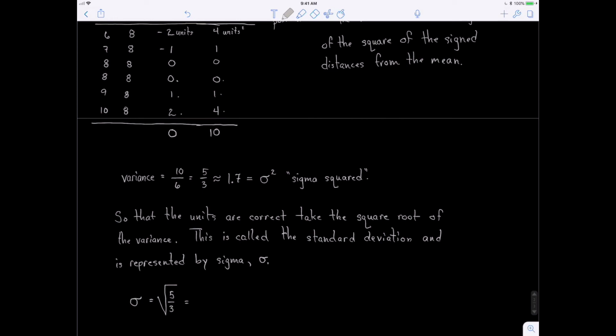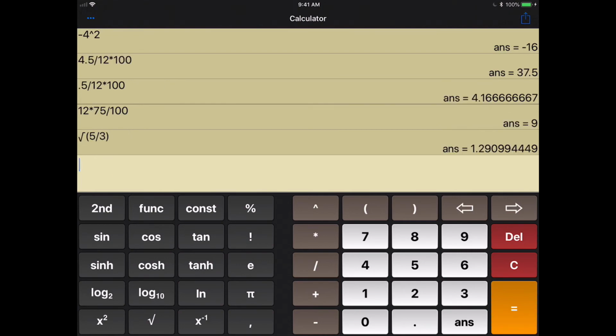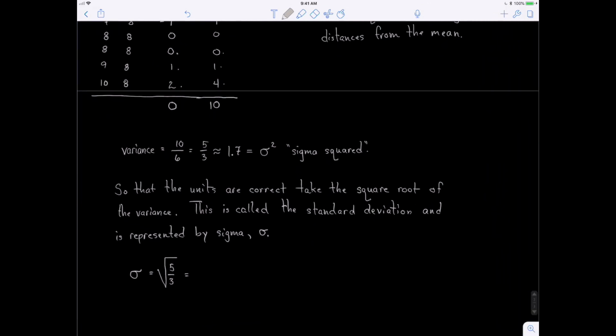And if we take the square root of 5/3, well, let's use Good Grapher and just see what happens. So if I go to Good Grapher and take the square root of 5 divided by 3, it needs a parenthesis, I press enter, and I get 1.29099. We'll round that to the nearest tenth, so we'll call it 1.3. I probably should have a wiggle because it is an approximation. And that is how we find the standard deviation and the variance for a data set.